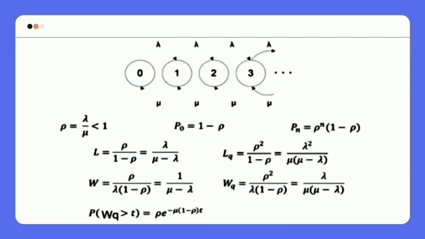Here are the formulas to get the probability that all the servers are in use, to get the probability that the queuing system is empty, to get the probability that there are customers in the system, the average length or the average number of customers in the queuing system, and the waiting time or the average waiting time of customer in queue.